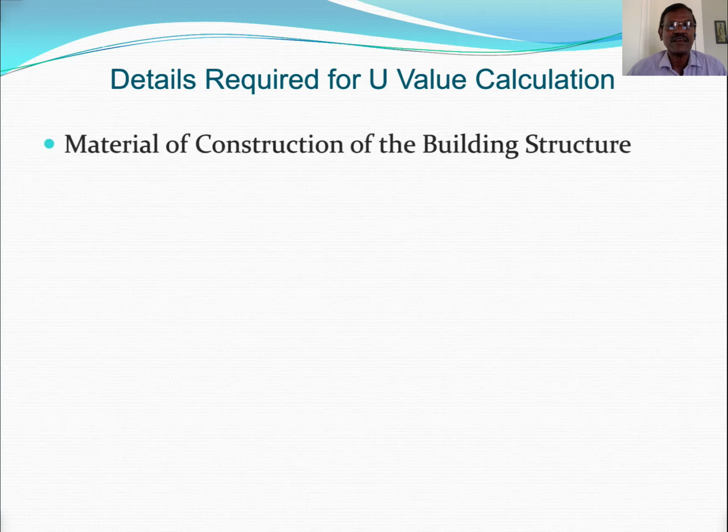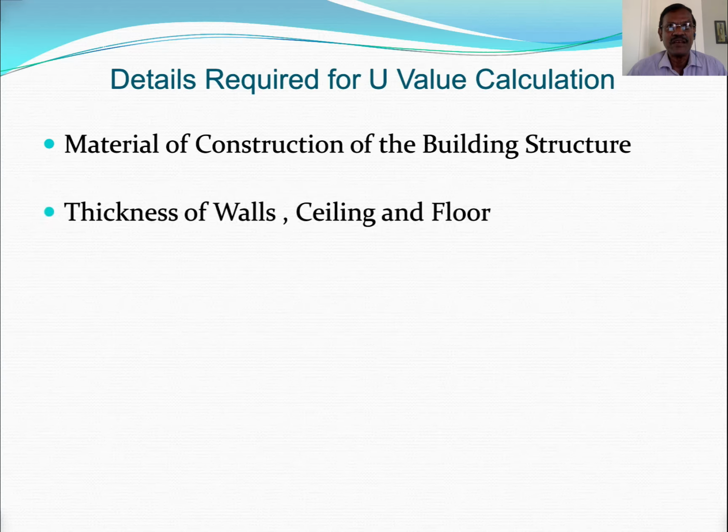Now the details required for U value calculation. One is the material of construction of the building structure, that you have to get, whether it is constructed with brick wall or blocks, single wall construction, double wall construction, or whether insulation is there or not. All these things you have to list out under material of construction. Then from the architectural drawing you have to find out the wall thickness, whether it is a 6-inch wall or 9-inch wall or 18-inch wall. For wall and ceiling you have to find out from the architectural drawing.